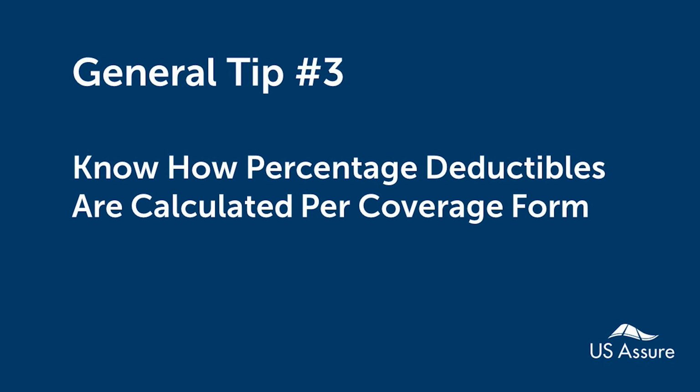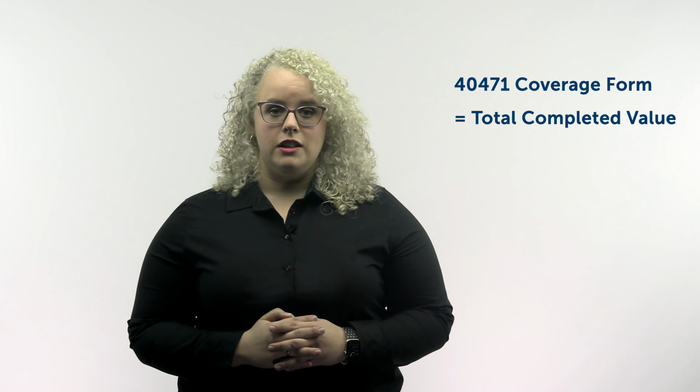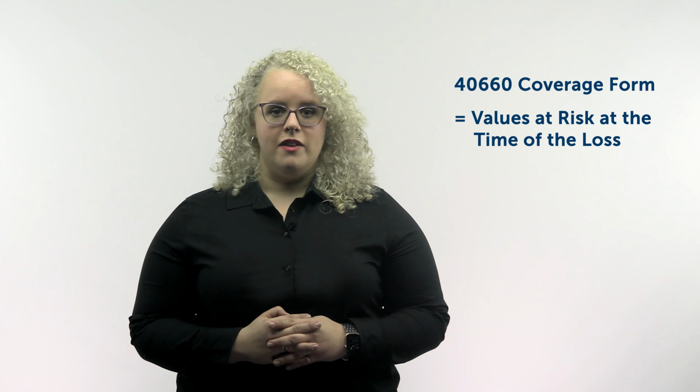General tip number 3, know how percent deductibles are calculated for each coverage form. For our 40471 coverage form, the deductible is calculated on total completed value. These policies are issued online and are generally used for projects valued under $10 million. For our 40660 form, the deductible is calculated on the values at risk at the time of the loss. These policies are issued manually by an underwriter and are generally used for projects valued over $10 million.